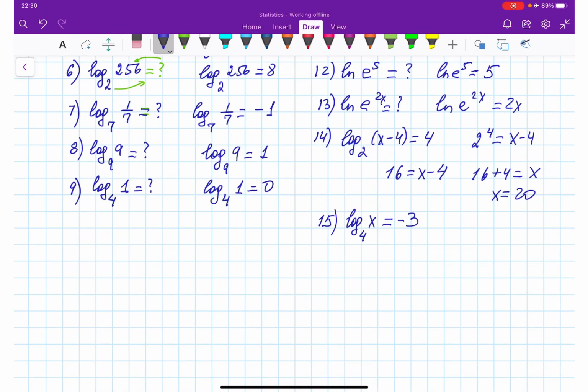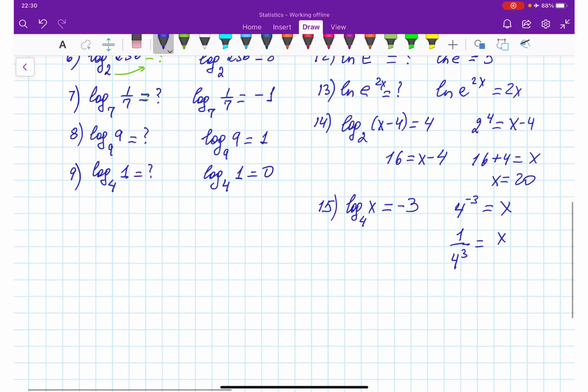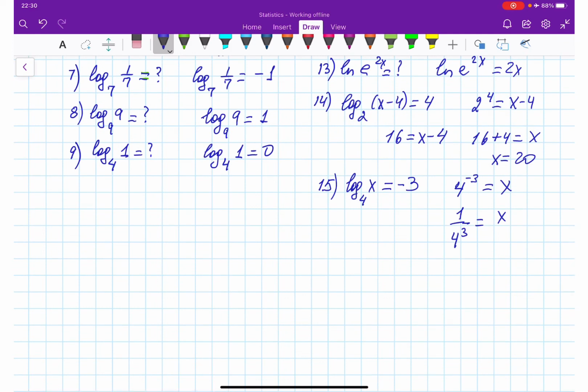So it's going to be 4 to power -3 is equal x. So -3 meaning 1 over 4 to power +3 is equal x. 4 to power 3 is equal 64, which means 1 over 64 is equal x, and that is the answer. Number 16.